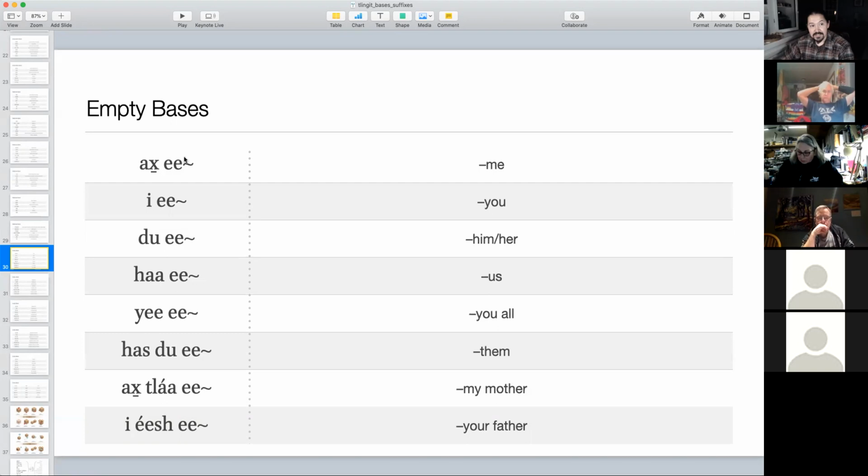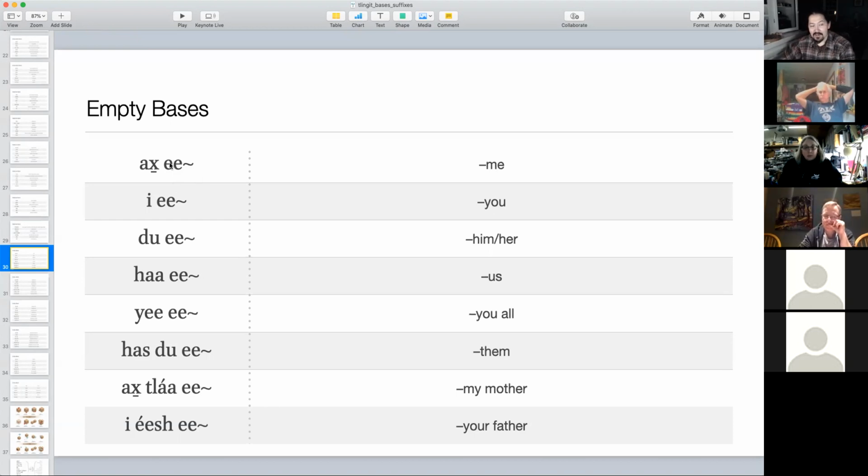One of those combinations is what we call the empty base. It only exists to put a pronoun onto a kinship term, a name, or a pronoun. Because you can't say acht or achte or achtlade. You cannot say those things. It does not make sense in Tlingit. So you have this E thing. It doesn't mean anything. It's just there to put a suffix on. That's the only reason it exists.